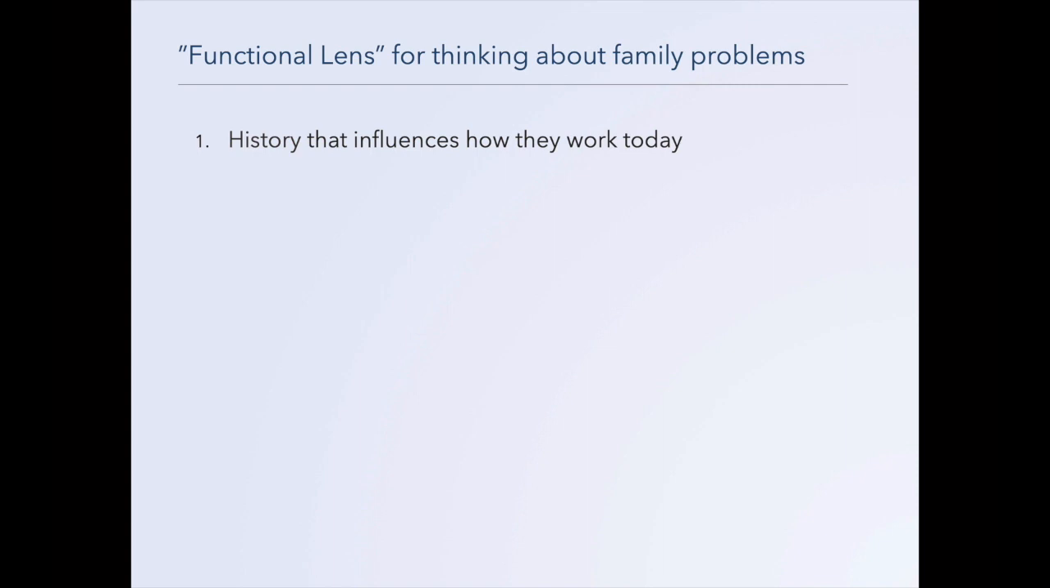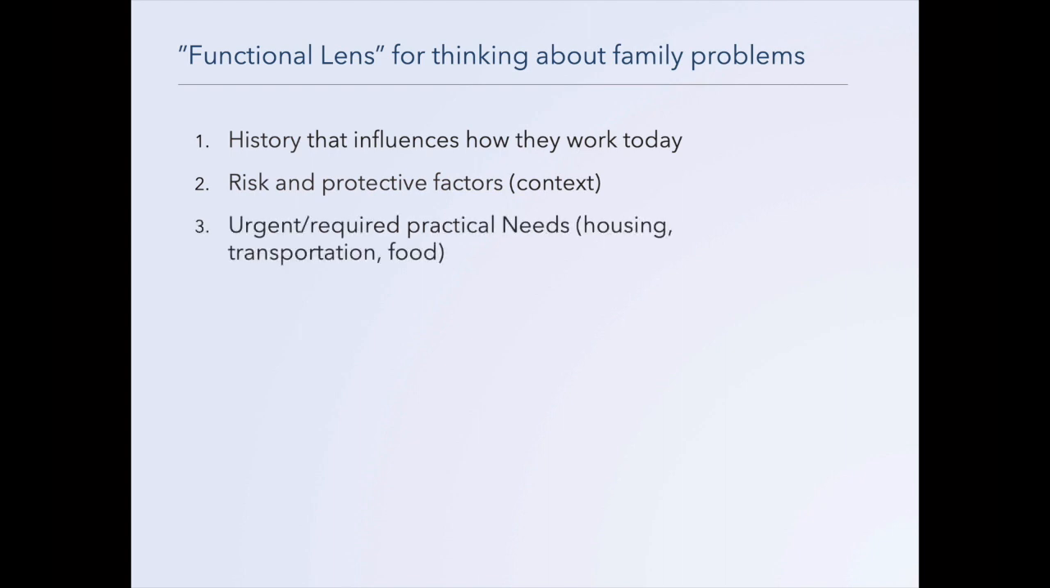First, what's the history that influences how they work? That's an important part of understanding a problem. Now, notice what we have here is the history that influences how they work together, much broader than just around a single problem. Number two, what are the risk and protective factors in the context today, not in the past, but today, that help contribute to them getting stuck, or are potential things that we could rely on to get them unstuck?